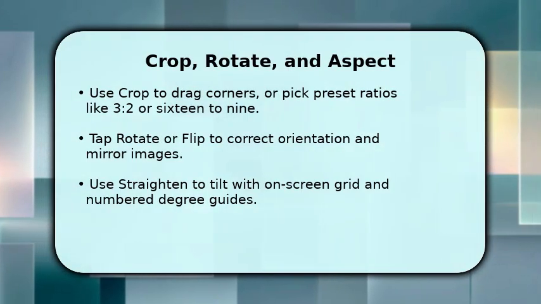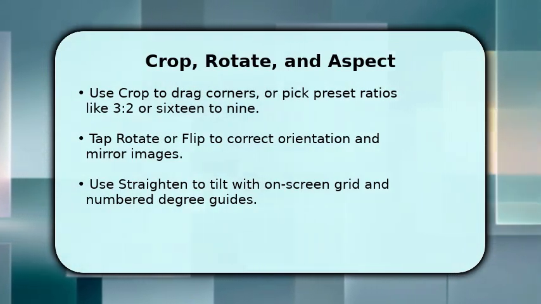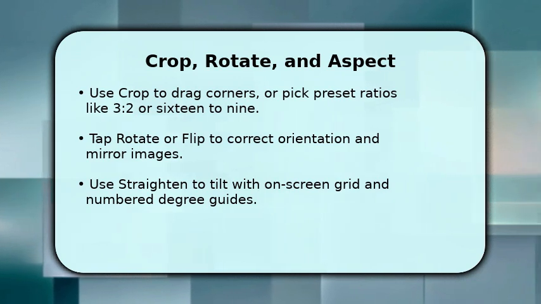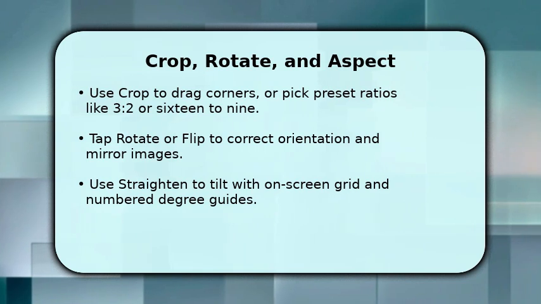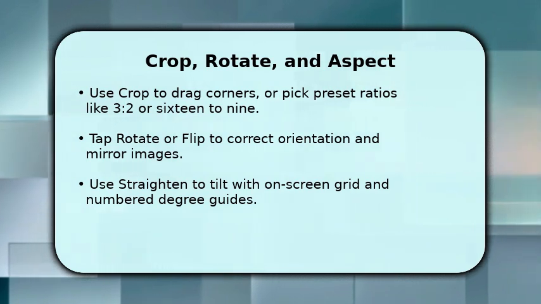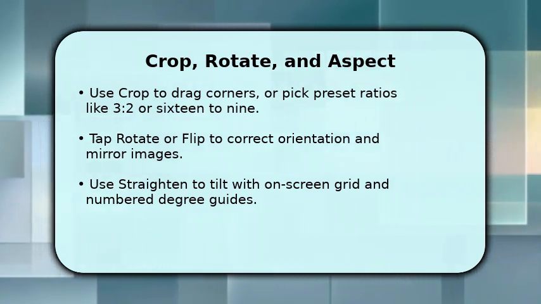Tap Crop to pinch or drag corners and trim unwanted edges for composition. Choose preset ratios such as 3:2 or 16:9 for standardized framing. Use Rotate to turn the image 90 degrees or flip to mirror horizontally.